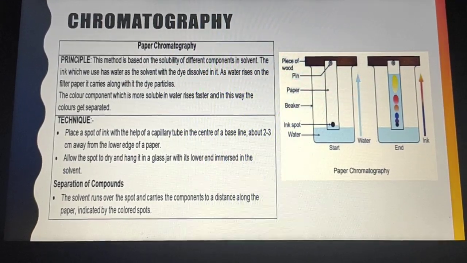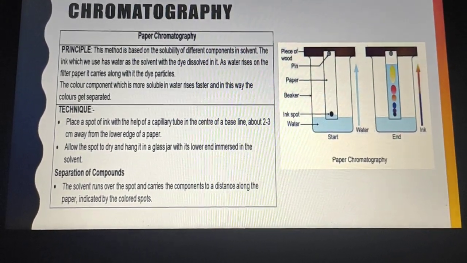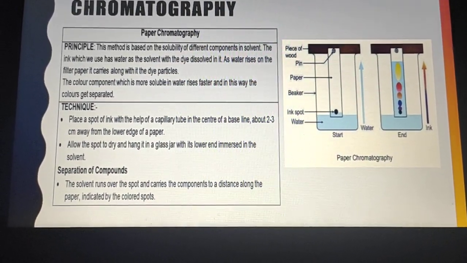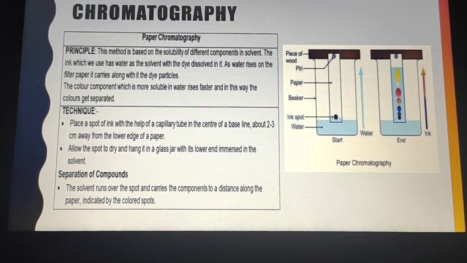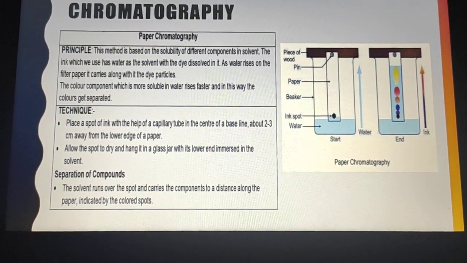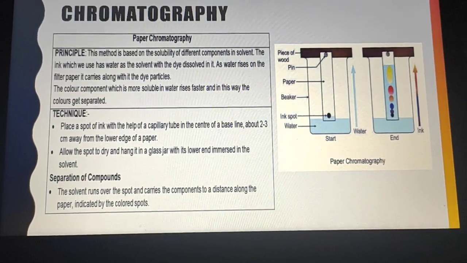That line, the end line up to which the solvent travels, is known as the solvent line. So, up to the solvent line, there are so many spots in the second beaker. That shows that different components are separated from the spot of the mixture of ink that you see in the first beaker. So in this way, the separation of the components takes place.